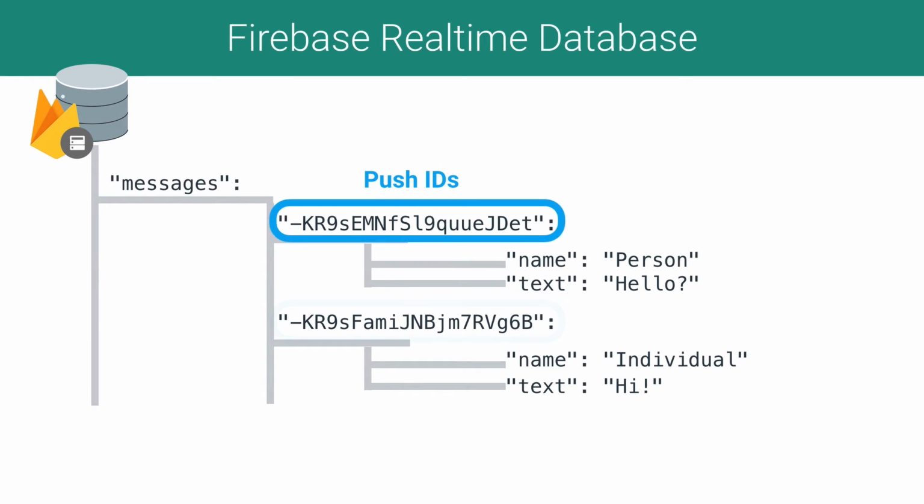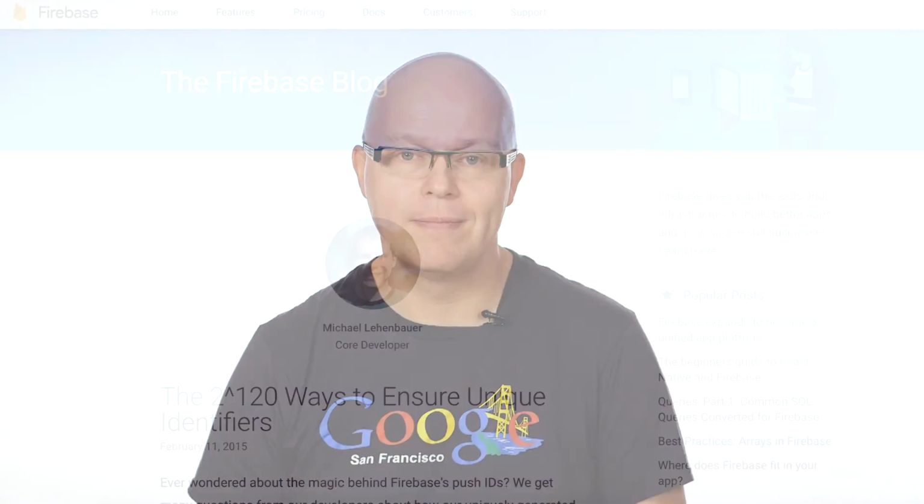These unique keys are called push IDs in Firebase, because they are generated with the push function, or when you're on iOS, the function called child by auto ID. We'll talk about the push function later, and we'll work with push IDs in the Friendly Chat app.